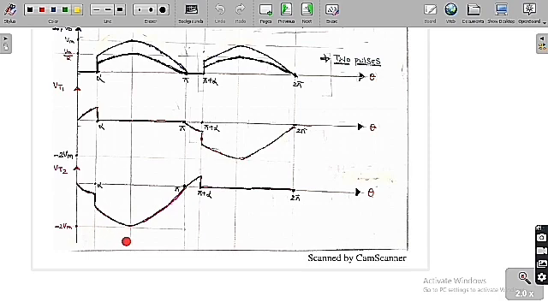So we can say that the peak inverse voltage across the thyristor is equal to 2 Vm, where Vm is the maximum voltage of VAN or VBN. Listen carefully, here Vm is the peak voltage of VAN or VBN. We are going to assume both are equal.